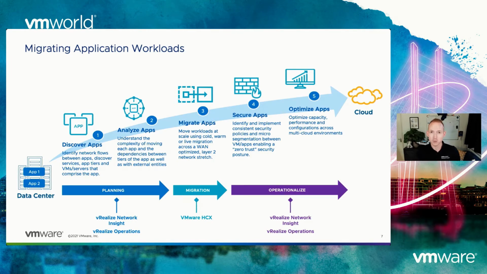So the secure apps step is done by vRealize Network Insight. You can grab the recommended microsegmentation rules from VRNI based on the actual traffic that goes through the network. So you have a fair baseline of what types of firewall rules you would need. And then vRealize operations does the compute side of the right sizing.